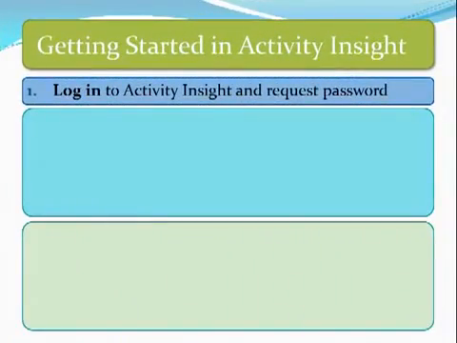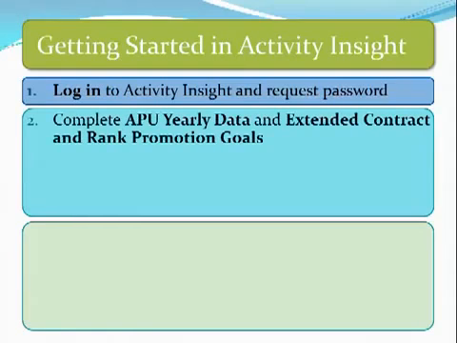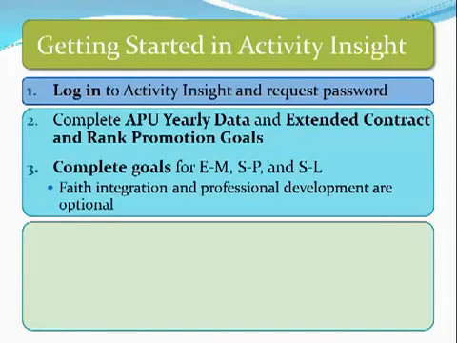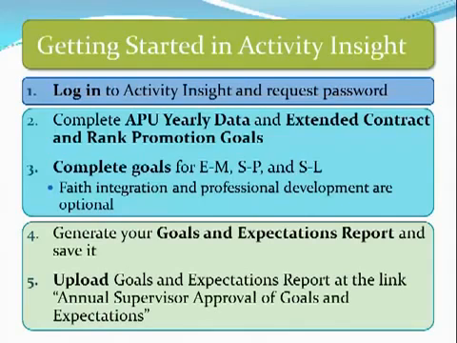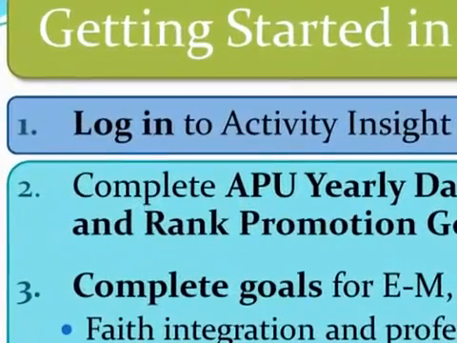There are 5 basic steps to getting your goals ready for your chair's approval. Step 1 is to log in and request your password. Steps 2 and 3 are about entering initial annual data and goals, both for professional advancement and for annual productivity. Steps 4 and 5 are about running, saving, and uploading your goals and expectations report for your chair to view and approve. We will cover step 1 in the remainder of this video. Watch the remaining Activity Insight training videos for the other steps.